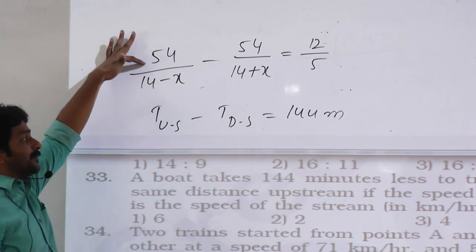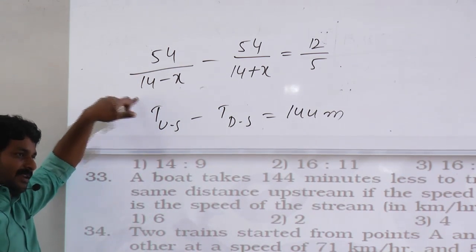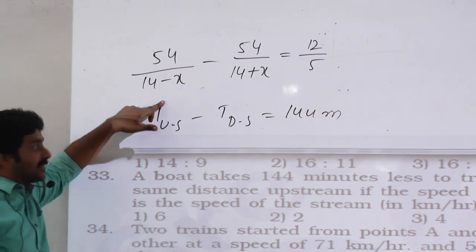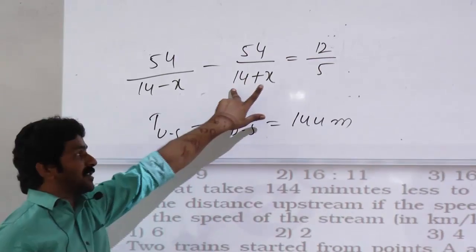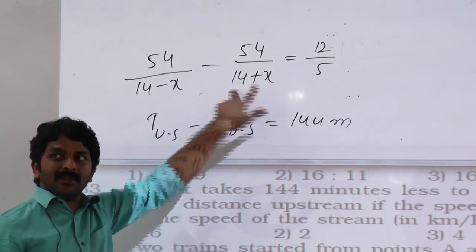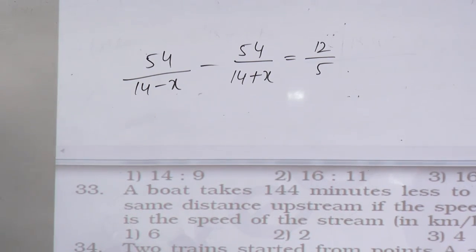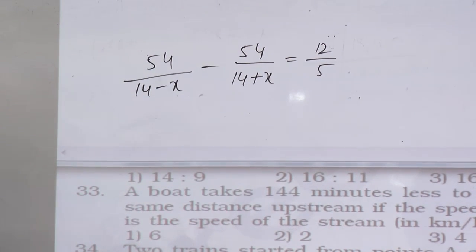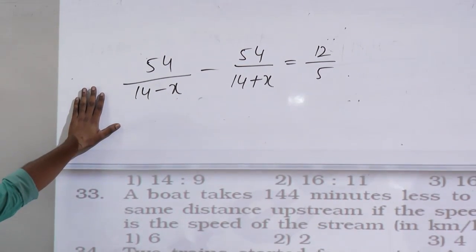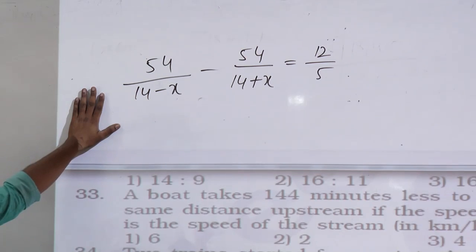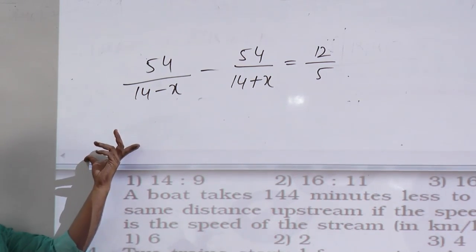What is the distance travelled in upstream? 54 kilometers by upstream speed, which is m minus s, minus the same distance travelled in downstream. Downstream speed is m plus s, and this is what is given as the 144 minutes time difference, which is 12 by 5. Basically after this you can go for the quadratic equation form, but it takes time. But I don't want to substitute values also.